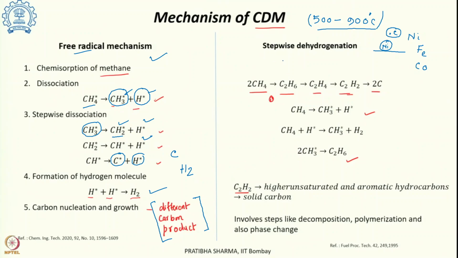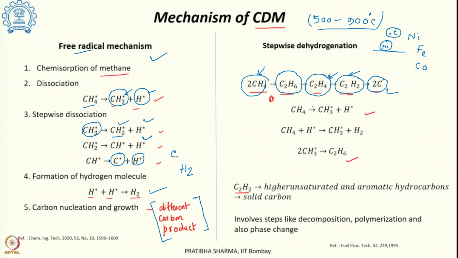The second mechanism is stepwise dehydrogenation. This is also a very simple process in which CH4 decomposes; in all cases the decomposition reaction is occurring. Initially the lower order carbon forms, then the higher order carbon, and then acetylene. This is acetylene, a very stable form, and finally this acetylene will decompose and your final product will be carbon.